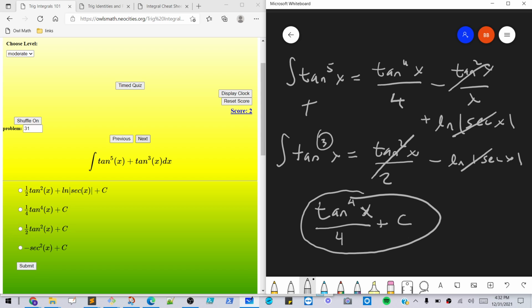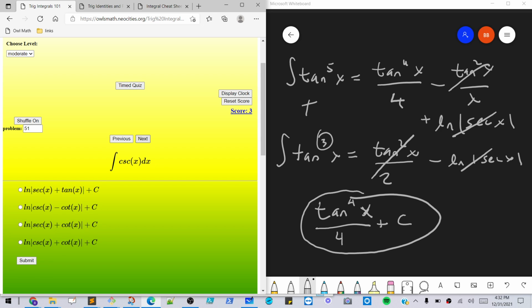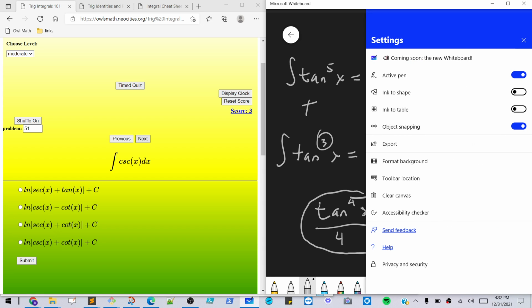But there's our answer, tan 4th x over 4. Good, so that's 3 problems down. 99 to go. Integral of cosecant squared.